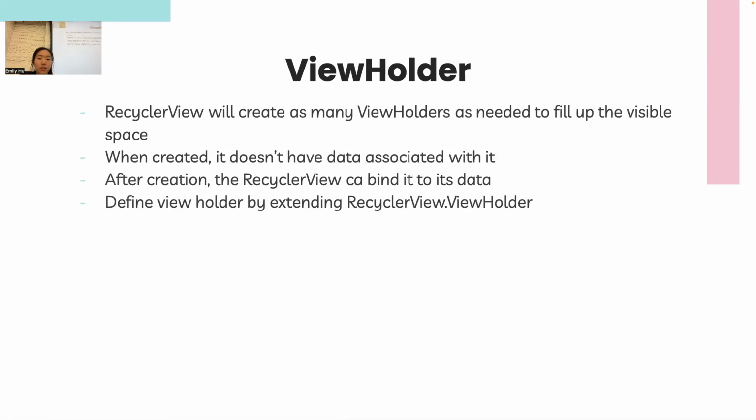And then we have a view holder. A view holder is essentially what I was saying about a blank view. A RecyclerView will create as many view holders as needed to fill up the visible space. So if your screen can only fit 4 Facebook posts, then you're only going to create 4 view holders, regardless of how many Facebook posts you actually want to display. When created, it's blank. It doesn't have any data associated with it. And then after creation, the RecyclerView can bind the view holder to its data. You also define a view holder by extending RecyclerView.ViewHolder. A lot of these things are built into Android, so it's not too difficult to actually create the custom adapter.